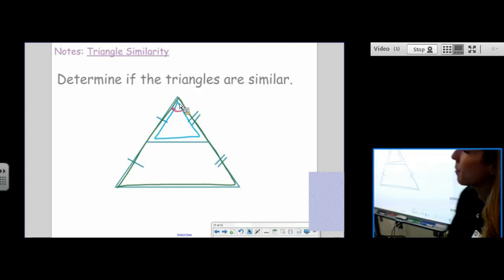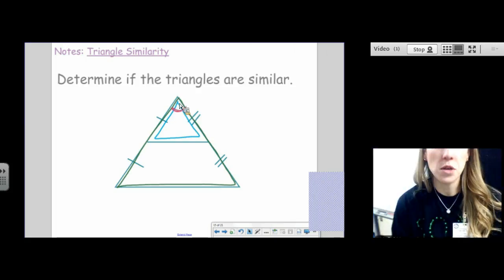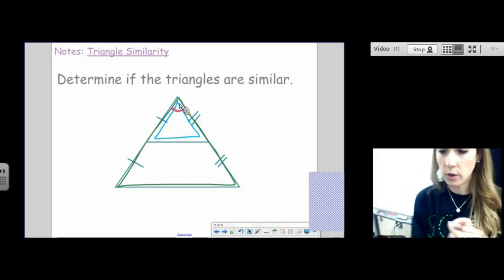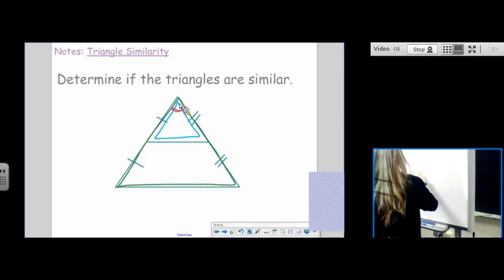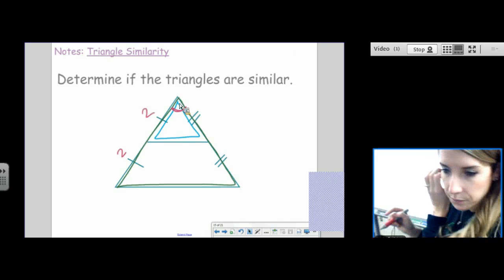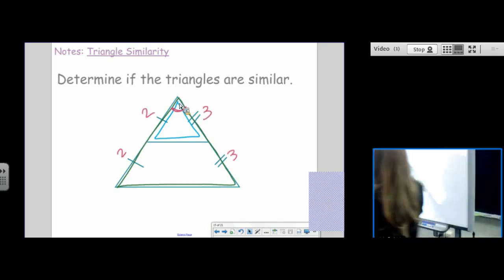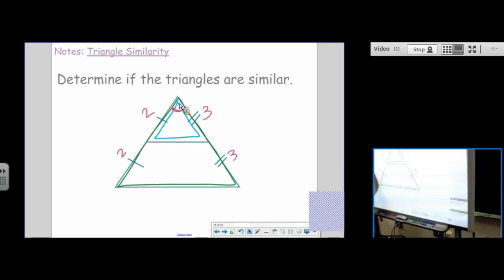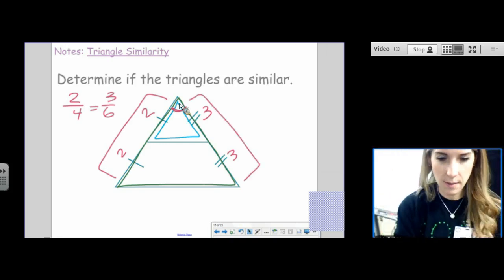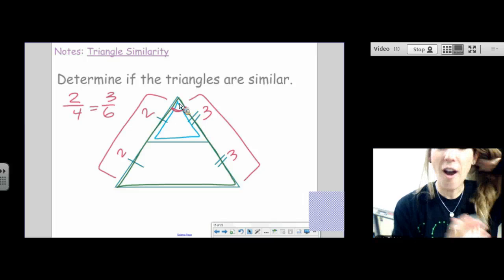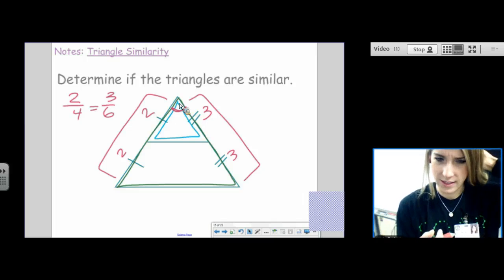If you have trouble when you have symbols but no numbers, you could totally make up numbers. Like you could call this 2 and 2, and you could call this 3 and 3 since they have tick marks. Then you could compare them: 2 is to the whole thing, 4, as 3 is to the whole triangle, 6. Do you see how I just made up numbers so I could test this to make sure they're proportional? And obviously it's 1/2 and 1/2.